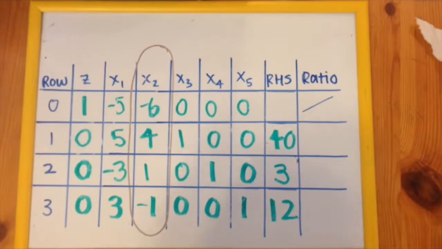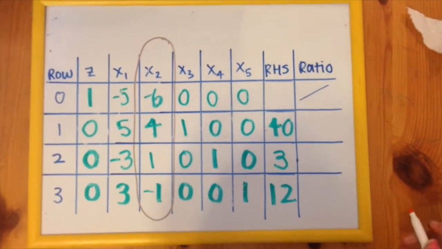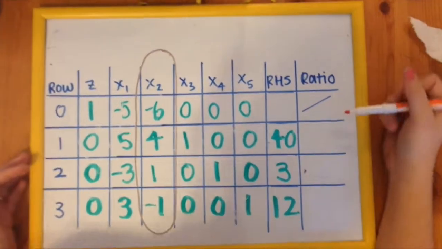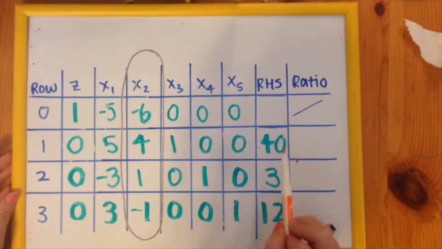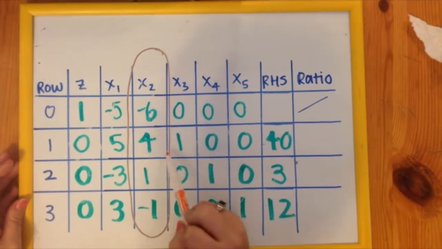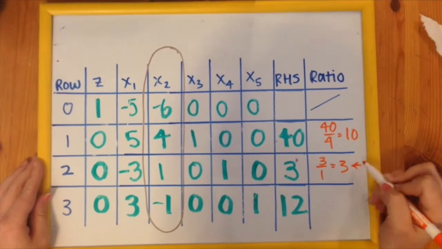So we're now at step 4 in tableau form of the simplex method. You'll see that I've added an extra column to our tableau to perform the ratio test. So what we do is we divide the right-hand side value by its corresponding x2 values. So here we can see that our minimum value is 3.